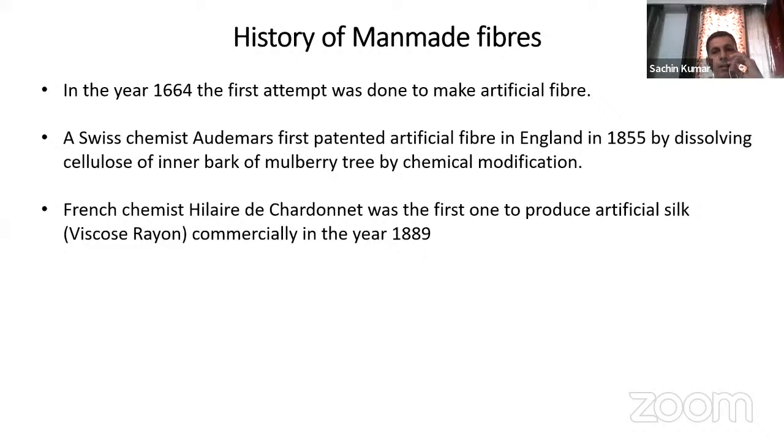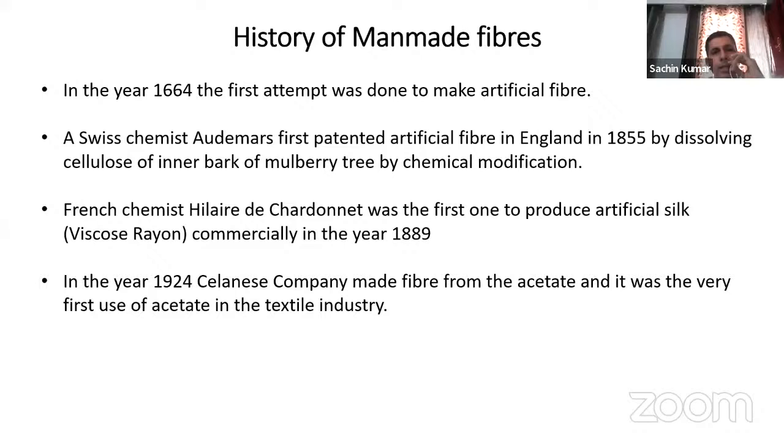Then another company in 1924 produced acetate fiber. That is again a modified version of cellulose. Acetate groups are formed on the cellulose hydroxy groups. When hydroxy groups are replaced with acetate groups, we call it acetate fiber.